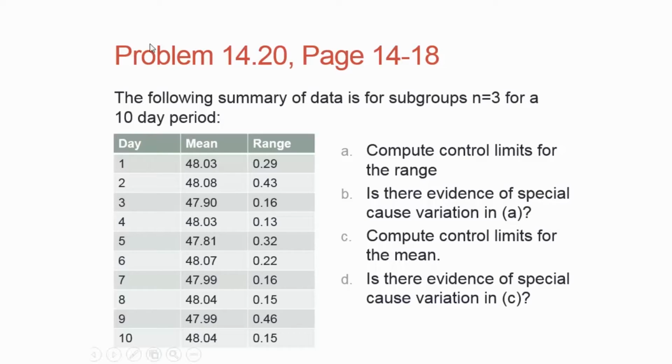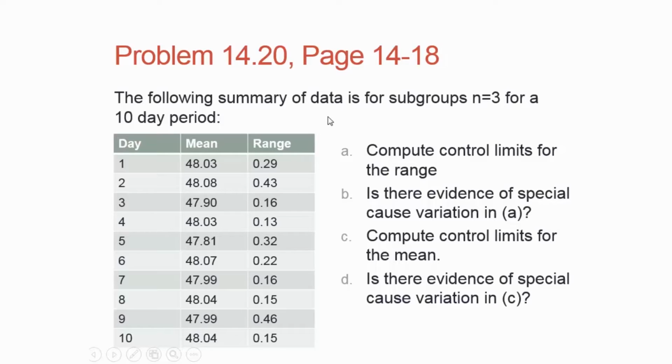Notice the subgroup size here is n equals 3. That's very important because that's how we're going to find the control chart factors, based on that number. And we've got 10 days on which we've taken observations. So here we have means and we have ranges.